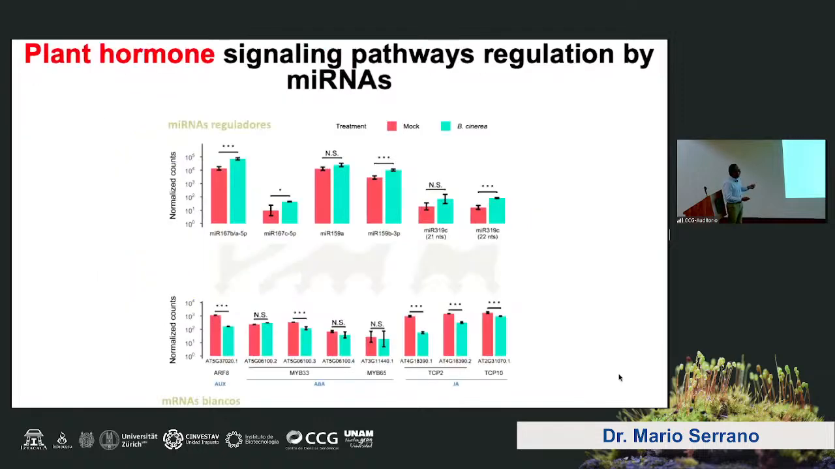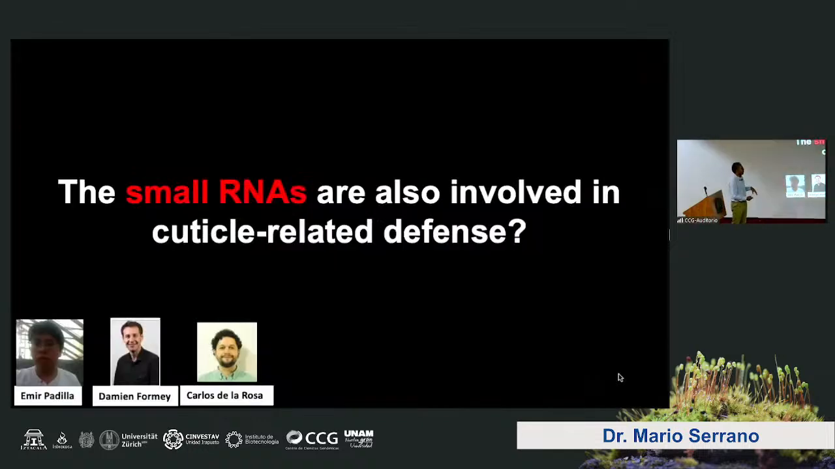So also, we observed that many of the small RNAs had already been described to target genes that are related, and that is expected, with the hormones that are involved in the defense response to Botrytis cinerea. So we know that the small RNAs are involved not only in the cross-kingdom, but also in the defense response. Then we asked the question, okay, are these small RNAs also involved in the Q10-related mutants, or defense response, sorry.